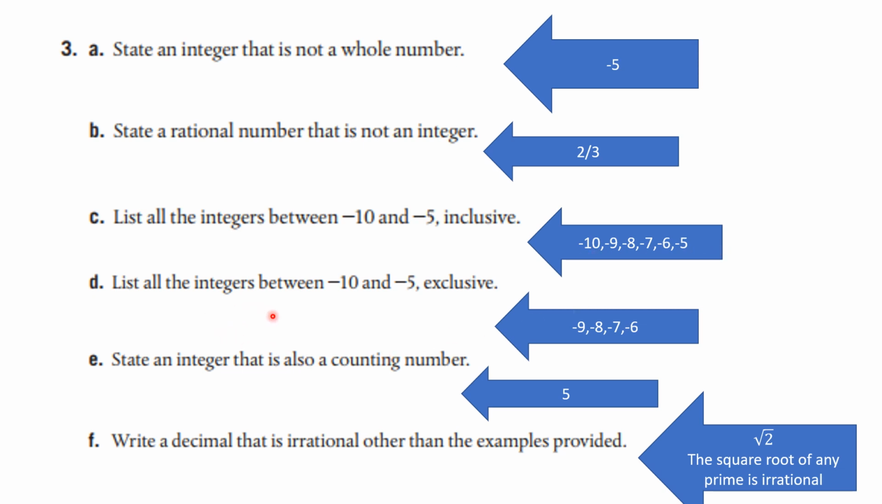D, you're to list all integers between minus 10 and minus 5, but you don't include the endpoints. State an integer that is also a counting number. There are many answers to this, but 5 is one of those. And write a decimal that is irrational other than examples provided. Well, I told you earlier that the square root of any prime is irrational, and so the square root of 2, of course, would be one example.